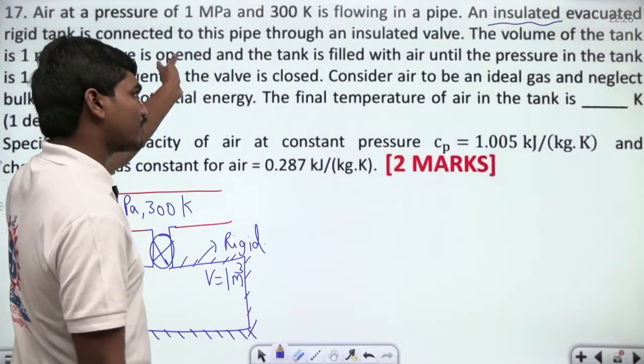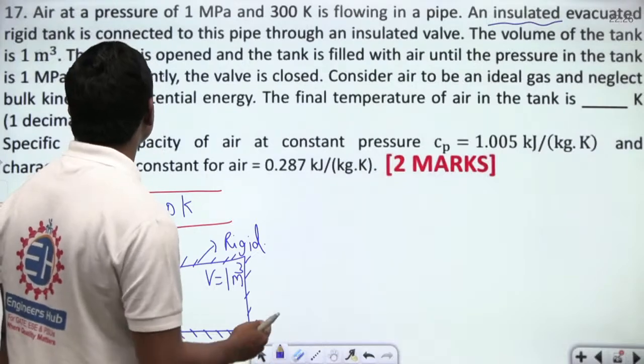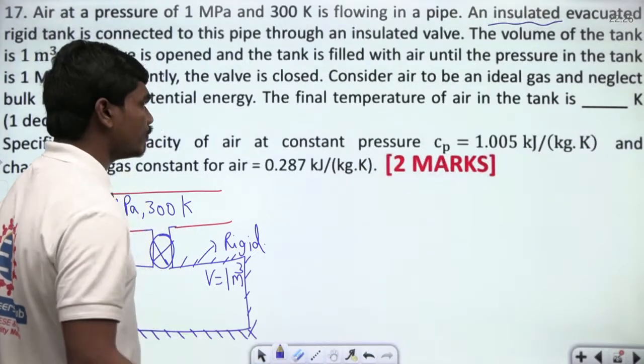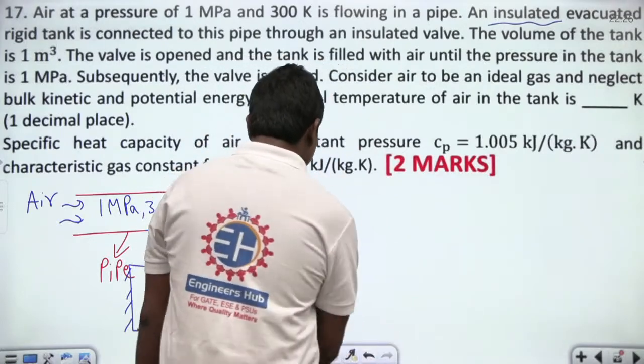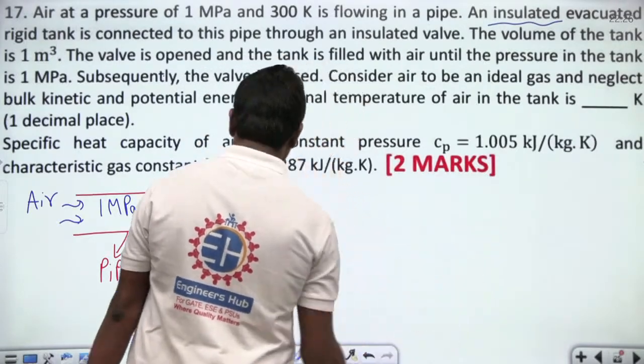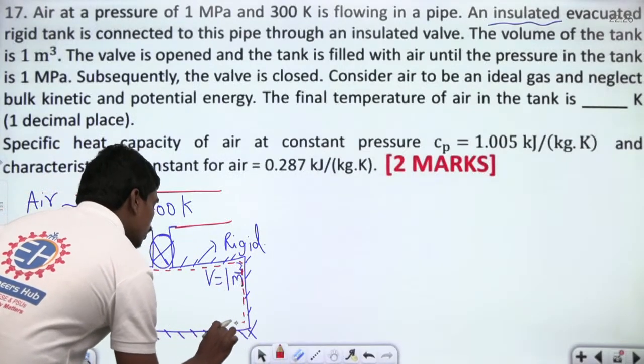Subsequently, the valve is closed after there is mechanical equilibrium. Consider air to be an ideal gas, and neglect bulk kinetic and potential energies. The final temperature of air in the tank is? So see here, look very carefully, if I take this tank as my control volume.